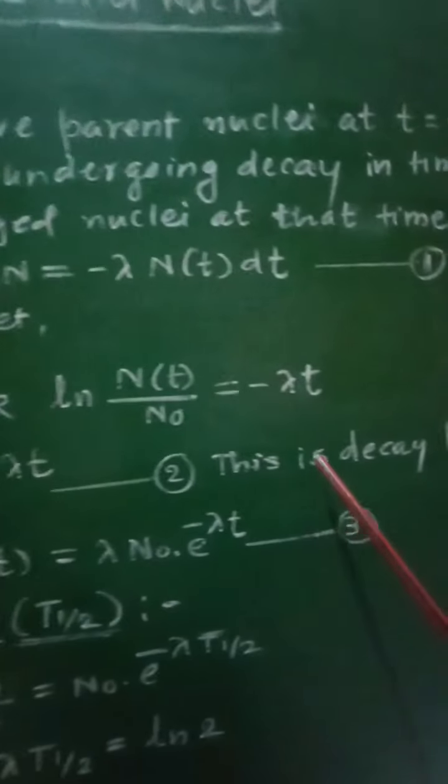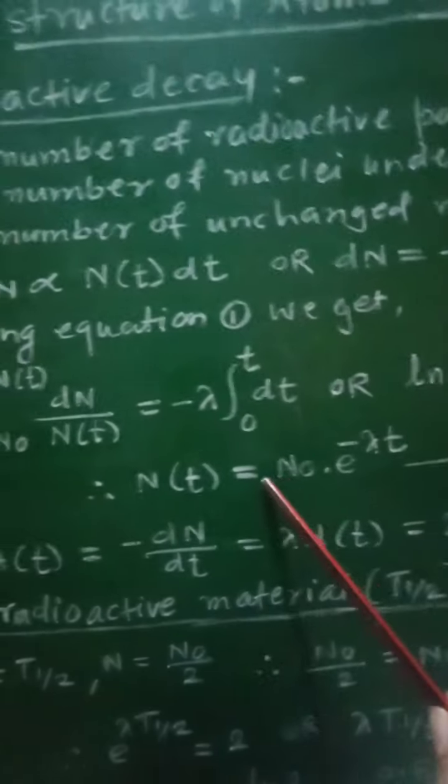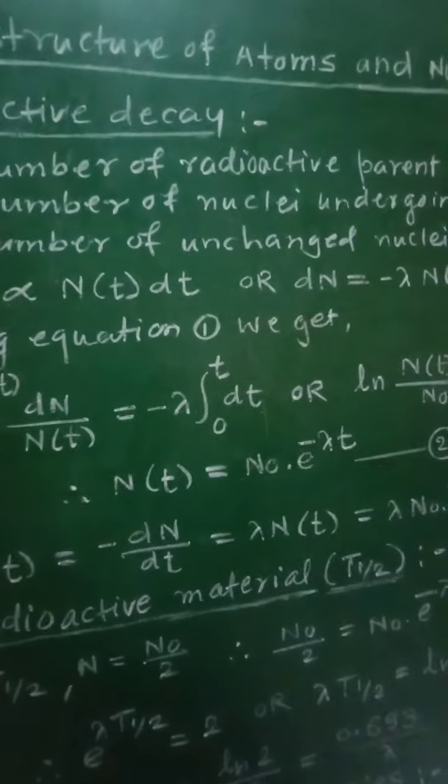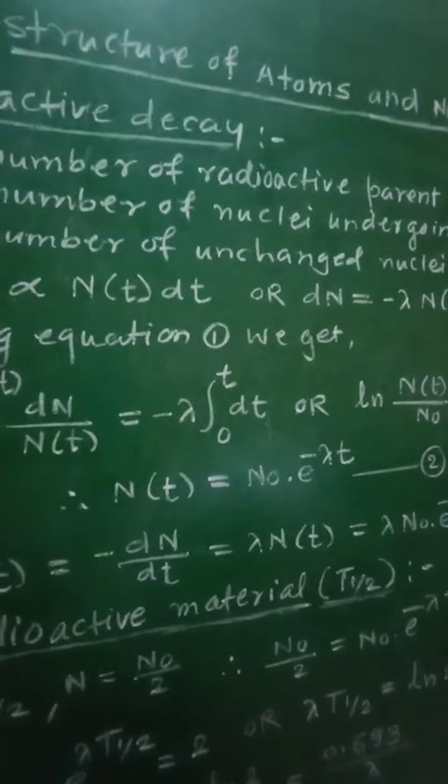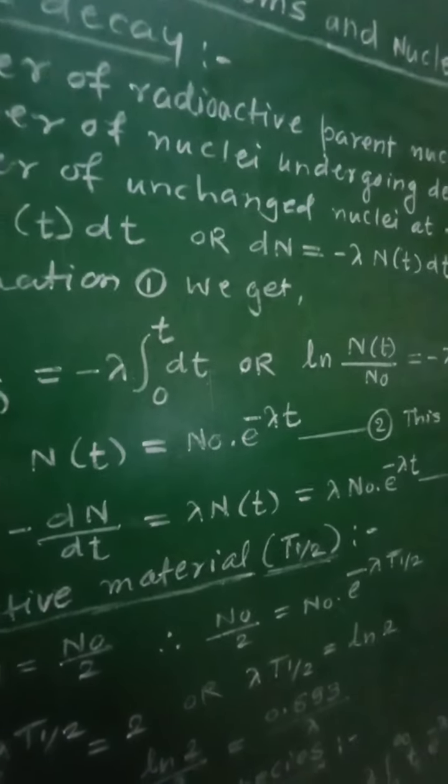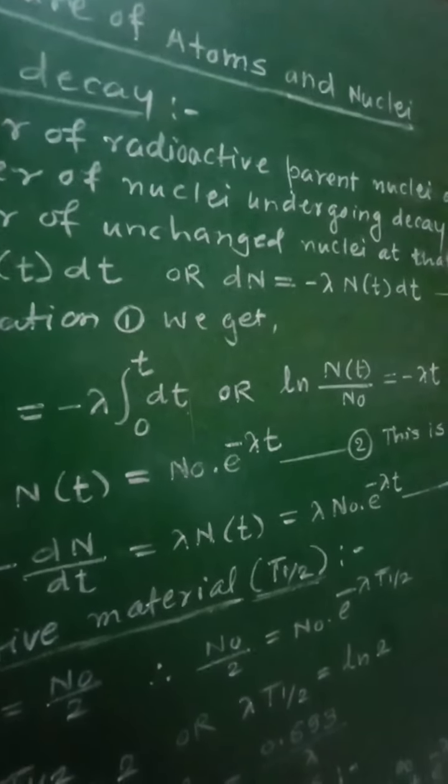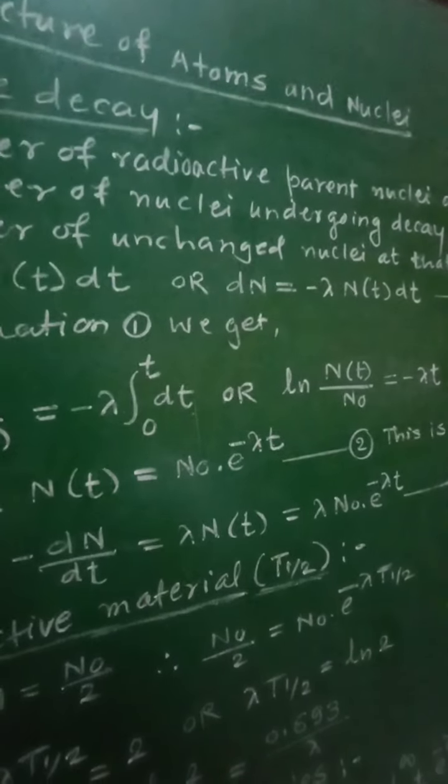And this is the decay law. Equation number 2 represents the decay law. So the decay law gives us N(t) is equal to N0 into e raised to minus lambda t.